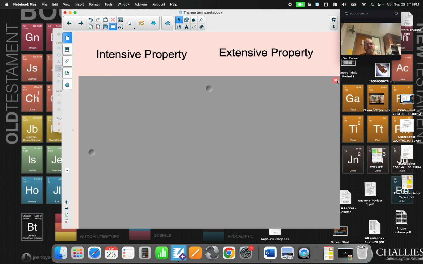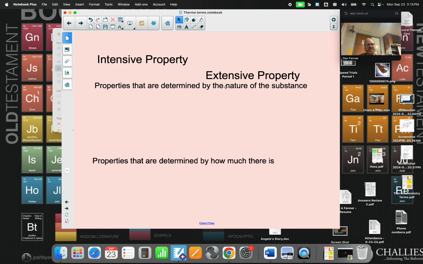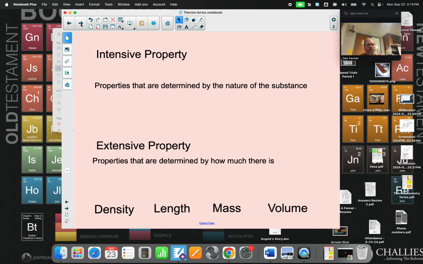Now, a couple more concepts we're looking at. Intensive properties, extensive properties. An intensive property is determined by the nature of the substance, so it never changes. Extensive properties are determined by how much you have. So let's say I have these four qualities: density, length, mass, and volume. Intensive properties are always the same. Extensive properties determine how much is there. They can change. The more you have, the more you have.